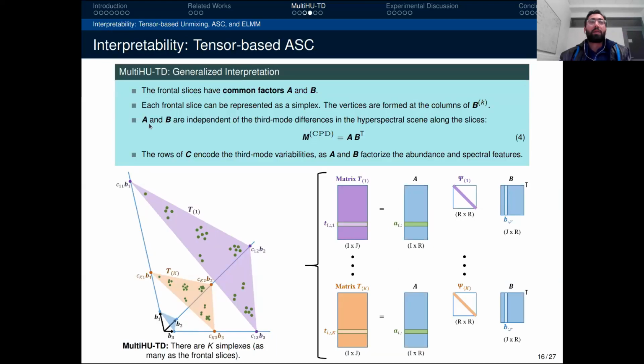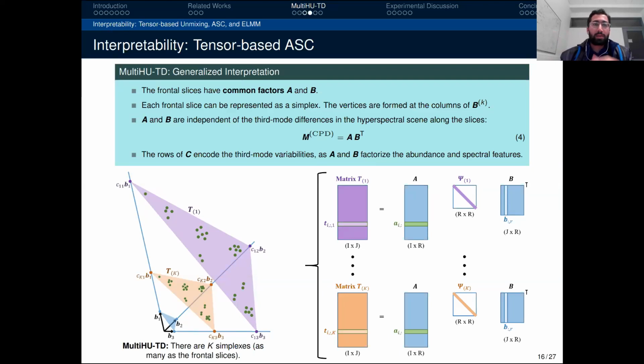A and B are independent of the third mode differences in the hyperspectral scene, because now we factorize the abundances in A, the spectral information in B, and what's left is that C is the one that encodes these variations on the third modality. One could even choose A and B separately. If we take out the psi or the C matrix, we can just multiply A by B, and there is just one matrix that represents the hyperspectral data without these variations. The rows of C encode the third mode variabilities, because A and B factorize all the other information.